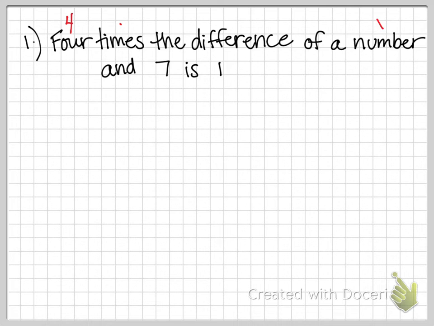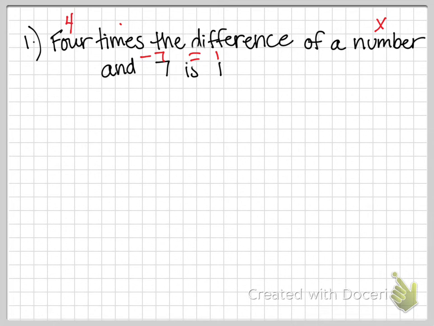X minus 7. So the difference between X and 7. So X minus 7 if we call our number X. And "is" means what? Equals. "Of," in this case, doesn't mean multiply because it's functioning as a preposition here, so don't get too caught up with "of" right now.